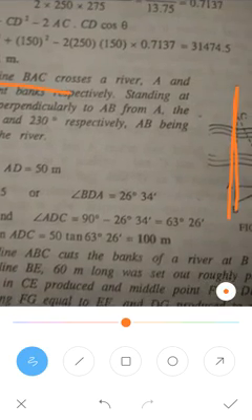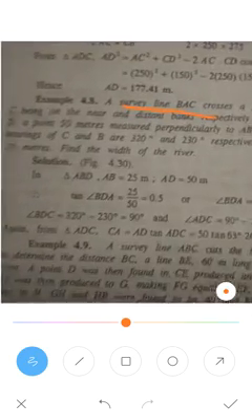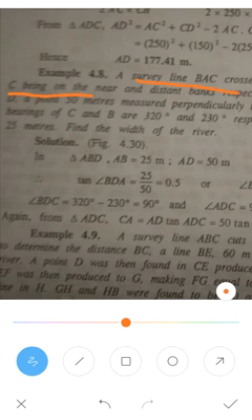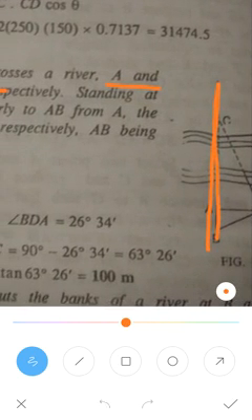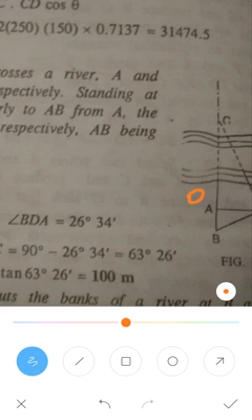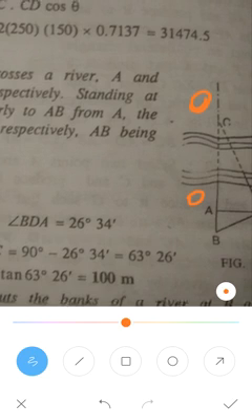A and C being the nearer and the distant. What is near and distant? See here, one is nearer. Distant means far away. So you have to know some of the English word meanings. So distant means far away. So distant of the banks respectively. So standing at D. Okay, next.